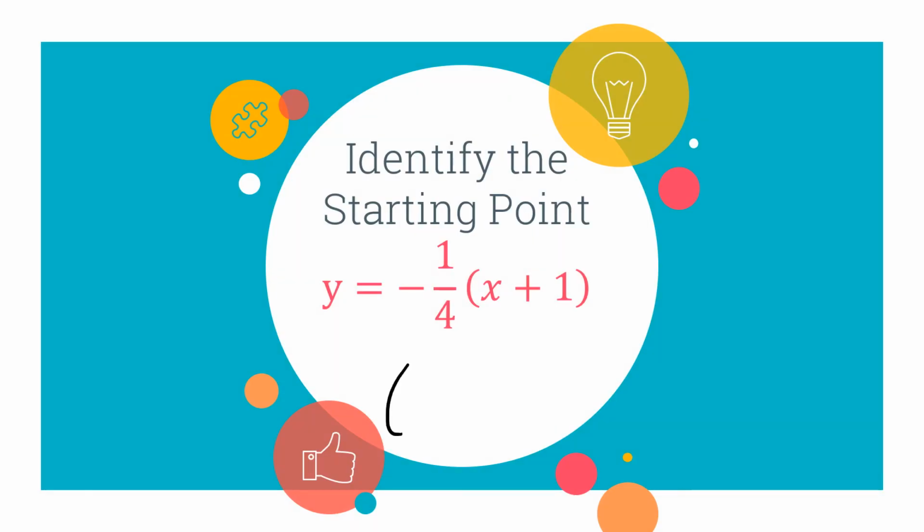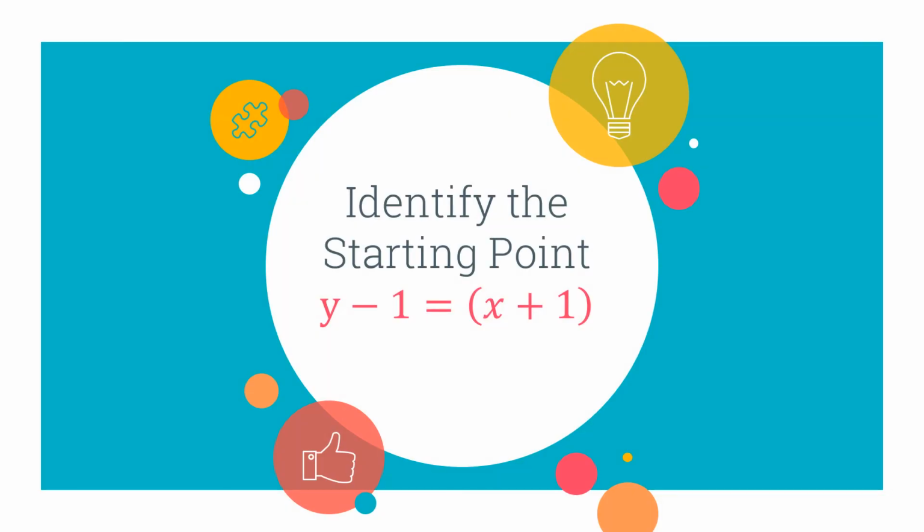Starting point, it says x plus 1. We write negative 1. There's nothing being added or subtracted to the y. It says x plus 1, so we write negative 1. It says y minus 1, so we write positive 1. So be careful with those signs, especially when the numbers are the same.